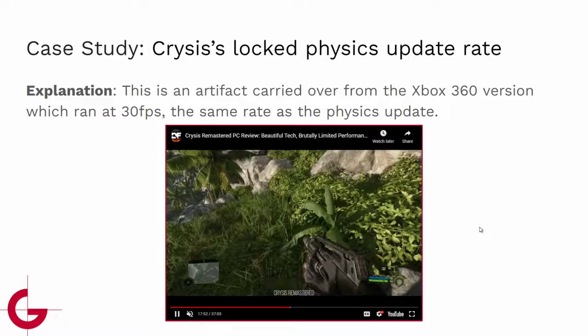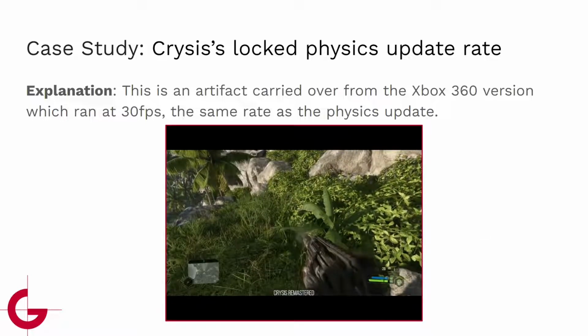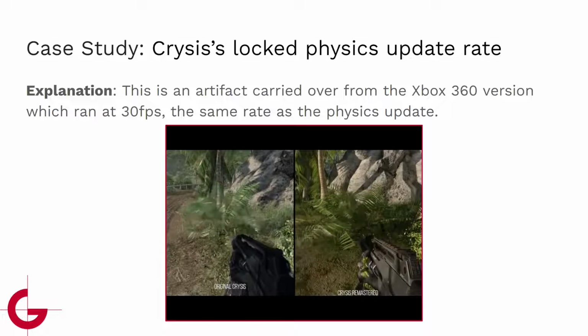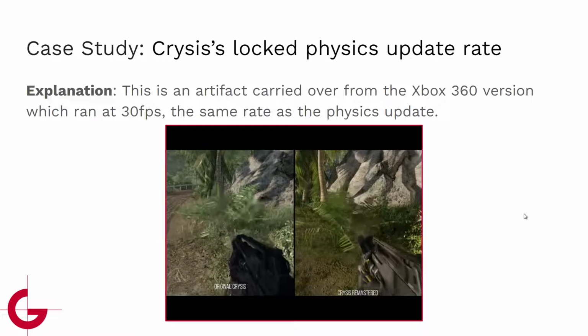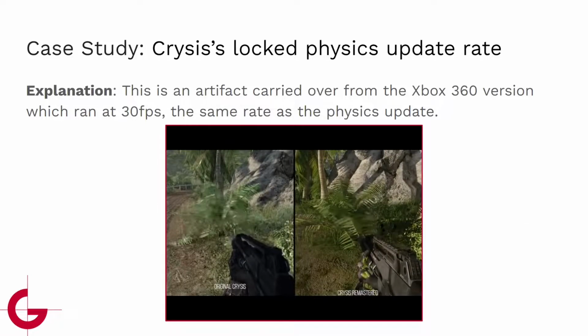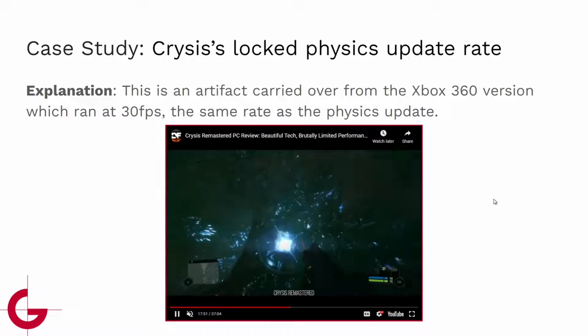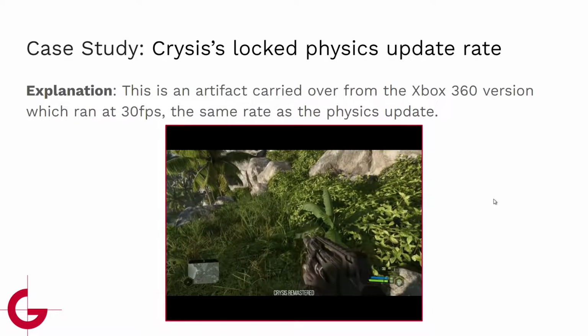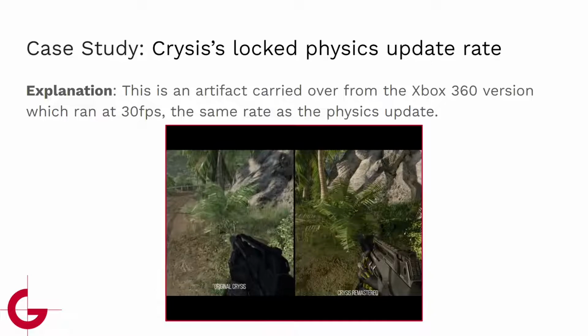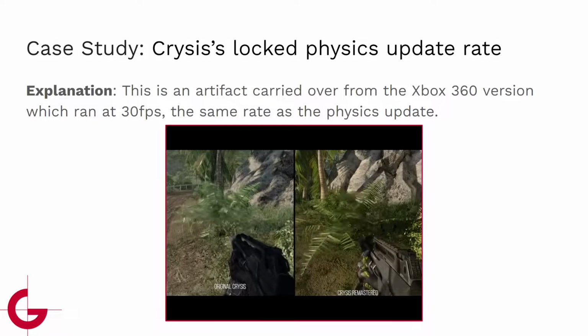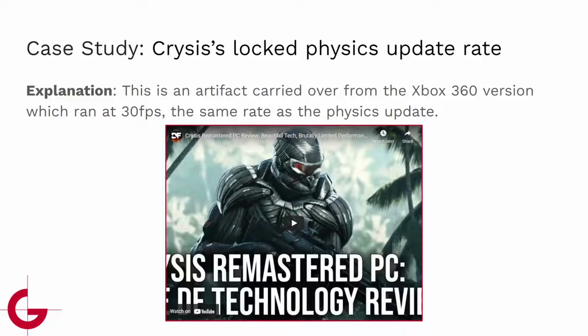The explanation is that this is likely an artifact that was carried over from the Xbox 360 version of the game, which ran at 30 frames per second. So the physics updated at 30 hertz, or 30 times per second, and the game also ran at 30 frames per second. So it doesn't look as bad as we're looking at it here, but when they remastered it, they didn't fix it, and we run it on the PC with a much higher frame rate, but plants only update at 30 frames per second. So we have this artifact here.